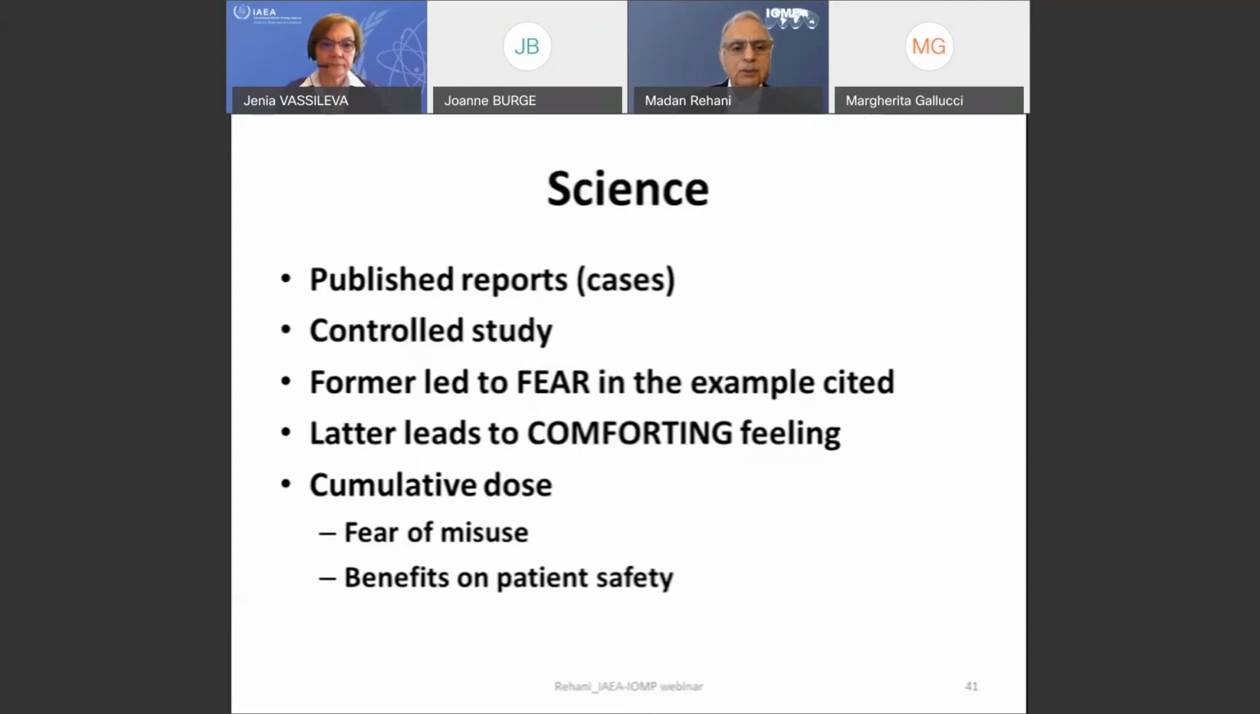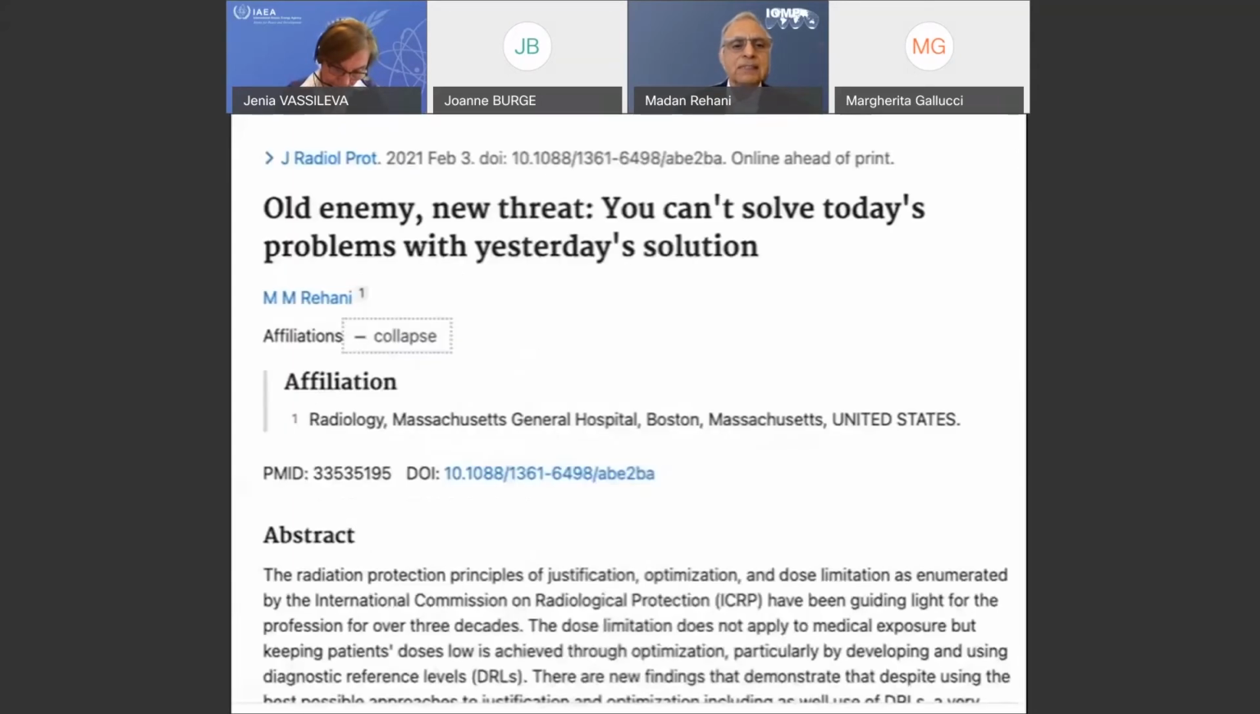So the cumulative dose: is it the fear of misuse which is really creating the issue, or the evidence? When there is no evidence, there should not be unnecessary fear. On the other hand, we have tons of benefits on patient safety. This is going to guide the directions for patient safety.